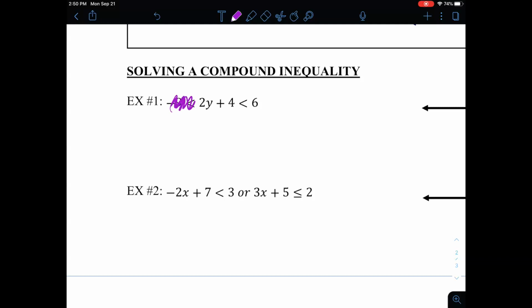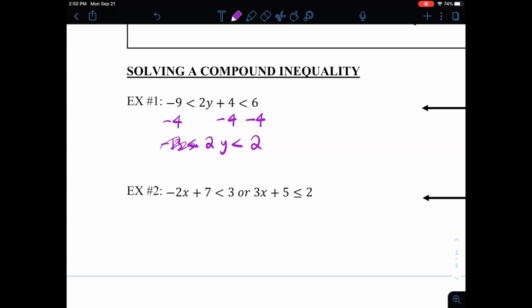If we had 2y plus 4 equals 6, what would be the first thing you would do to solve this? You would subtract 4, right? So we're going to subtract 4 from here, and from here. We're going to do it to all three sides. The left, the middle, and the right. So negative 9 minus 4 is going to be negative, what, 13? It's less than 2y, which is less than 6 minus 4, which is 2.